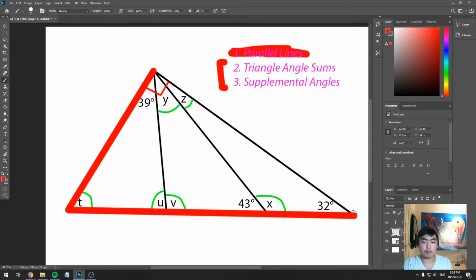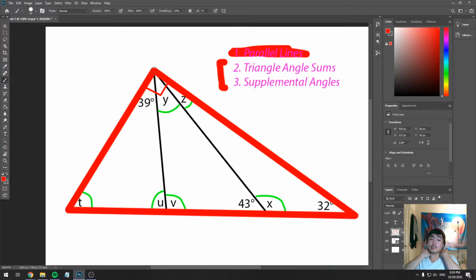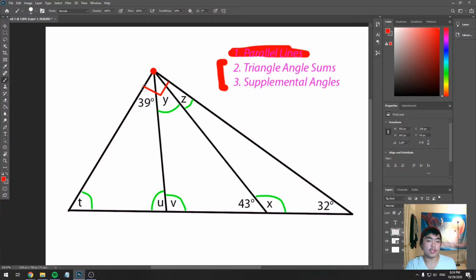Alright, what about the last triangle? What about this giant triangle on the very outside edge? This could actually help us, right? Because we have 32, we have this big angle, and we have t. So what is the big angle? Well, if you look closely at the problem again, you'll notice there's this red box here. This box means that the angle forms a 90-degree angle, a right angle. So we know that 39 plus y plus z is equal to 90, okay?